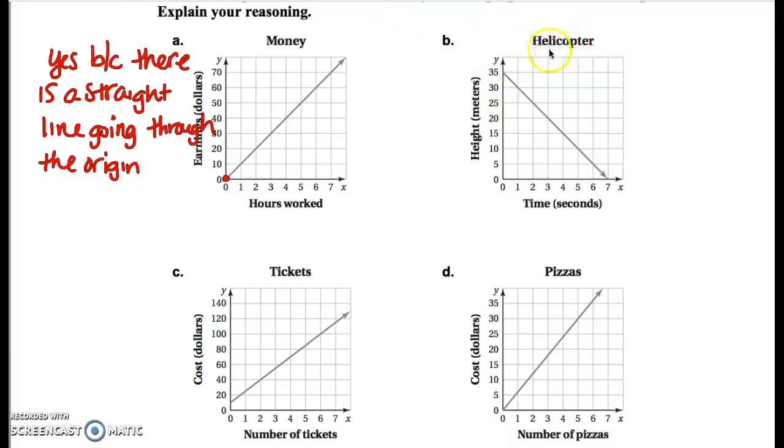We're looking at a helicopter, the height in meters over a period of time. So after 1 second, it's at 30 meters. After 2 seconds, it's at 25 meters, and so on. So based on the graph, the helicopter is actually landing, okay? But is it proportional? Yes, it's a straight line, but it doesn't go through the origin. So this one is not proportional because the line doesn't pass through the origin.